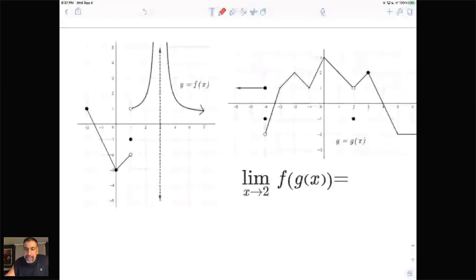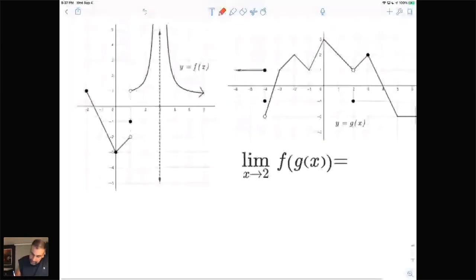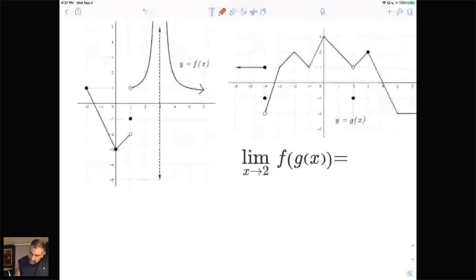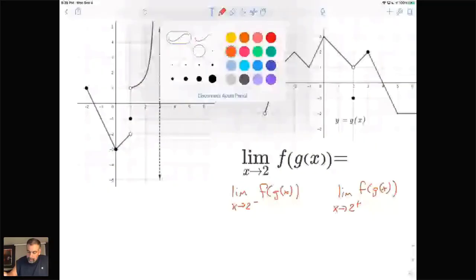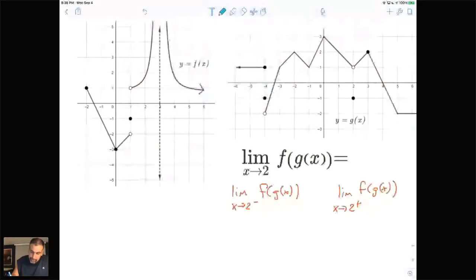We want to ask, what's the limit as x approaches 2 from the left? And what's the limit as x approaches 2 from the right? We need to tackle these two things individually to find out. So first, as we approach 2 from the left, it's a composite function. We're going to start on the inside with g of x, and ask what's going on with g of x as we approach 2 from the left-hand side?